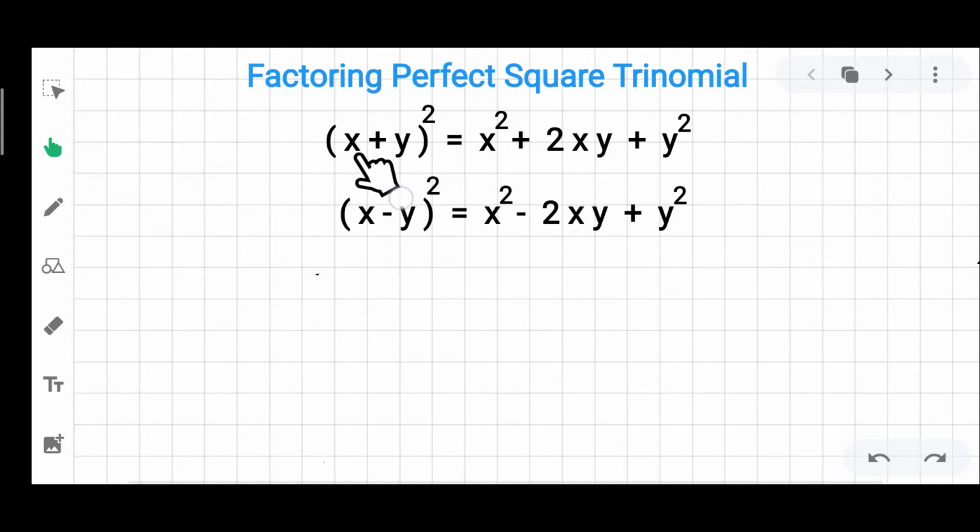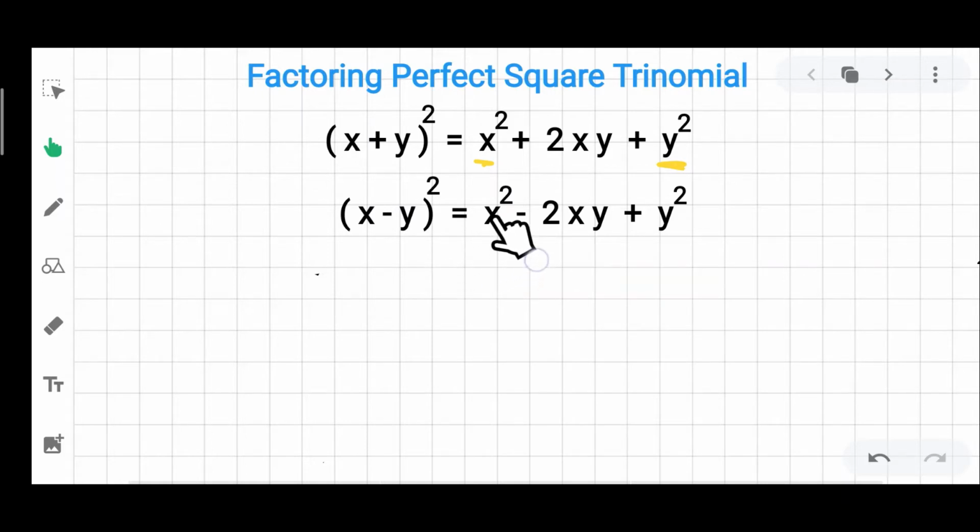Magiging ganito. Okay, so ang gagawin lang natin is just simply focus sa first and sa last term. So first, get the square root of x squared. The square root of x squared is x. Then since parehas sila ng sign, magiging positive. Then, get the square root of y squared. And the square root of y squared is y. Then, maglalagay lang tayo ng raised to 2. Quantity raised to 2.